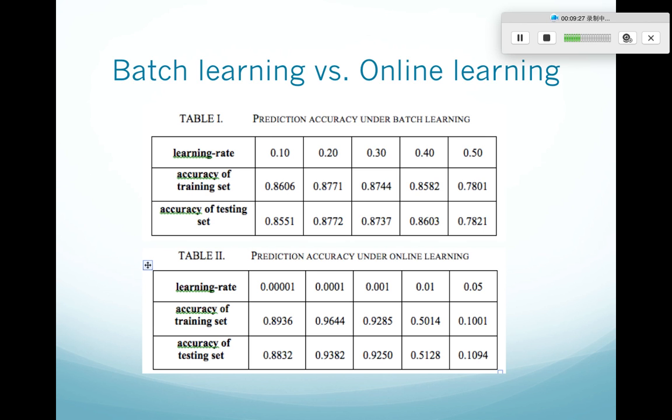And from Table 2, we can see that with 96.44% accuracy on the training set and 93.82% accuracy on the testing set, the learning rate 0.001 under online learning gives our network a good result. So I would like to choose online learning and 0.001 to be my learning rate in this architecture.